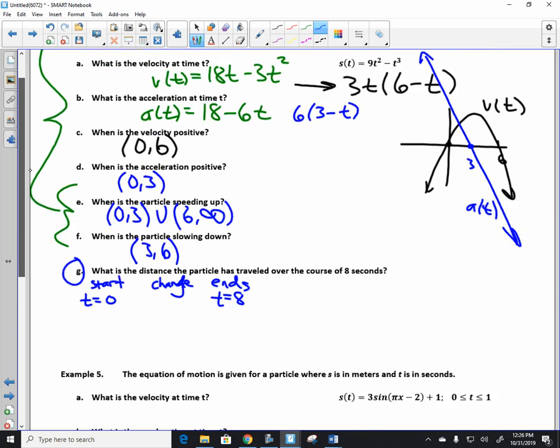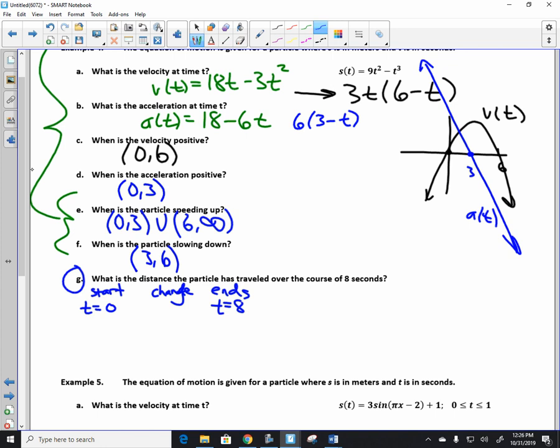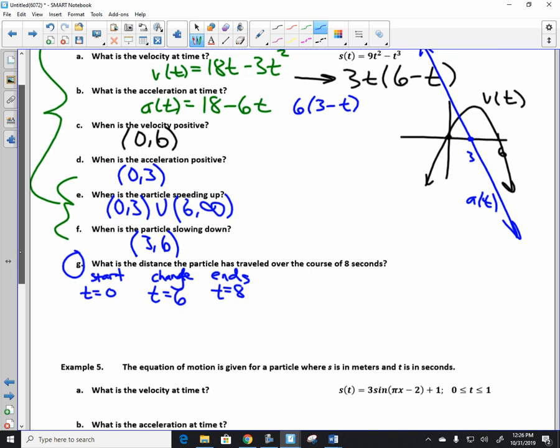Can anybody look at my graph and tell me when does the particle change direction? 3 is a good answer. It is not correct. 6. A particle changes direction when the velocity changes sign. Velocity changes from positive to negative at 6. It's when velocity changes that the particle changes direction. Got that? Those are the times I need to consider.